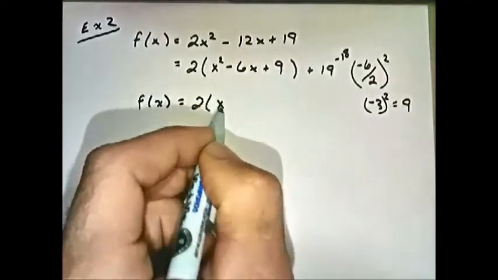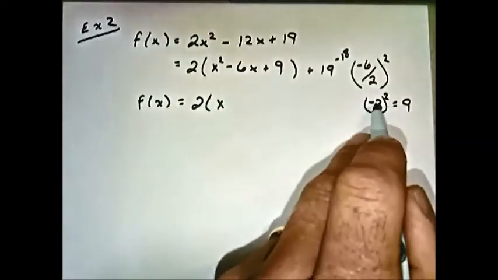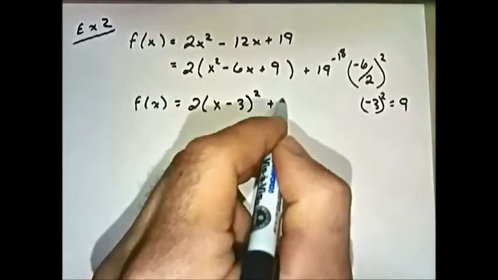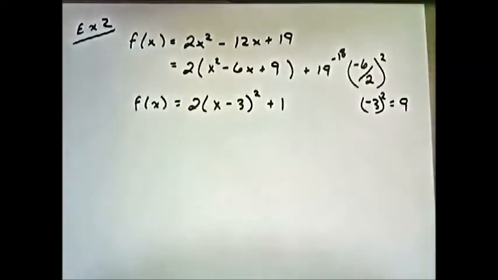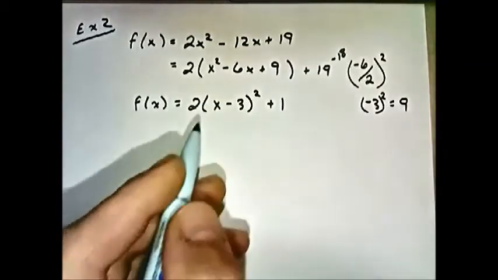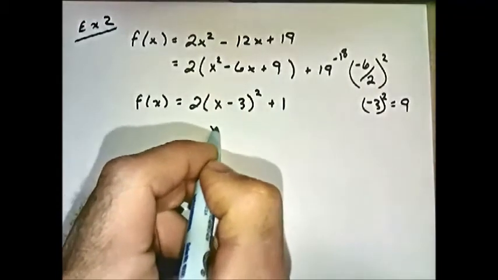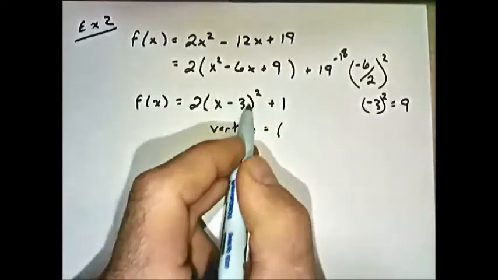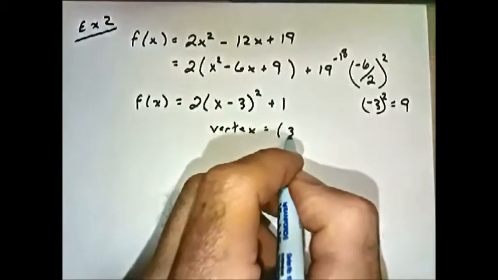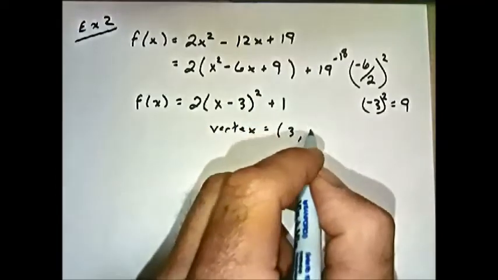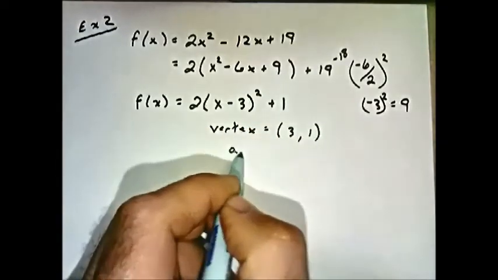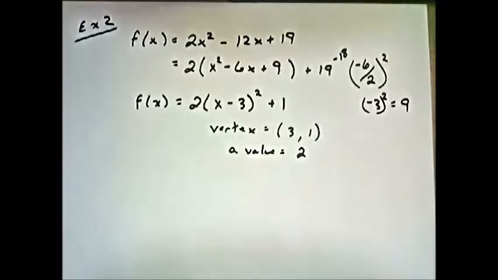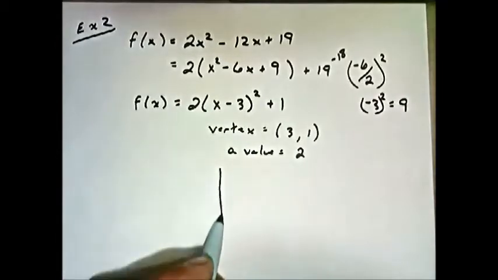it factors to x, whatever this number is, in the quantity, so (x minus 3) squared plus 1. Now we have it in vertex form. So my vertex is equal to the point opposite of what's with x, so 3, and then the number on the outside. My a value in this case is a positive 2. So now I can make my graph.